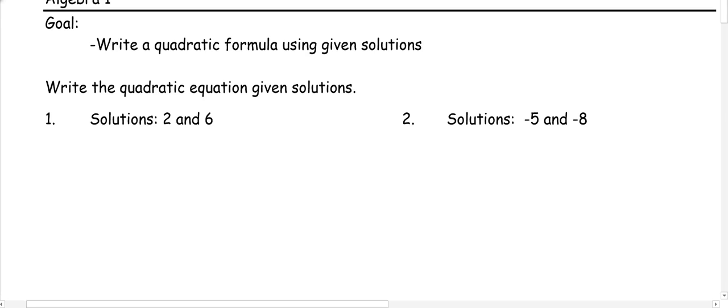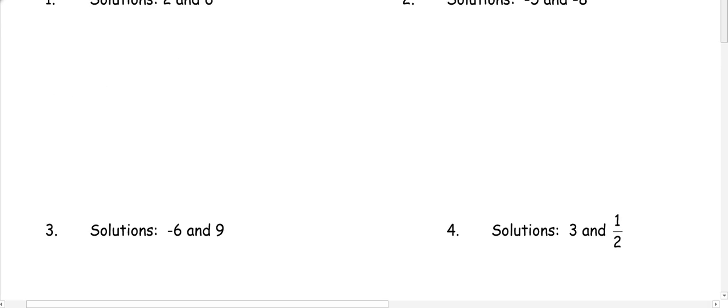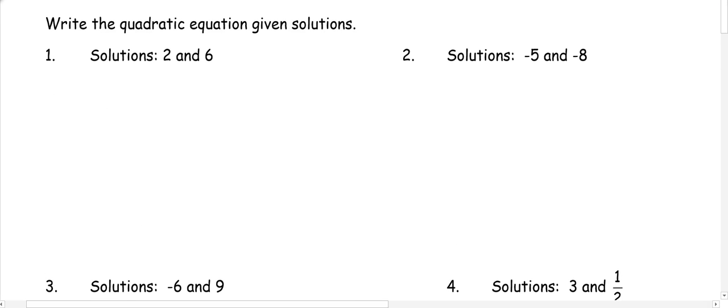This video is about writing a quadratic equation using given solutions. So we're going to write a quadratic equation given the solution. If the solutions are 2 and 6, this means they already solved using the zero product property. So what we're going to do is take the solutions and put them in parentheses with x with the opposite sign.